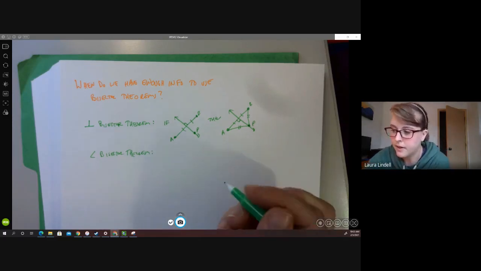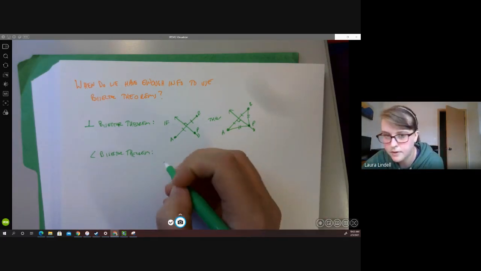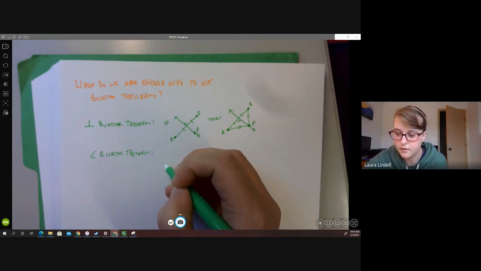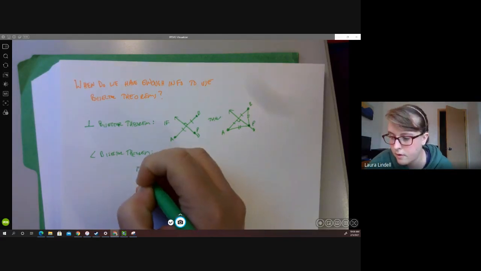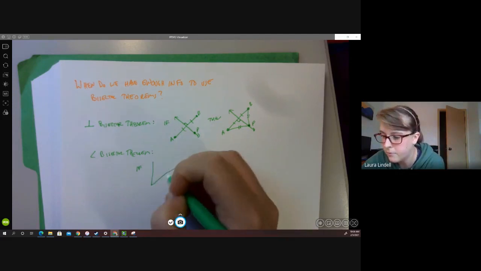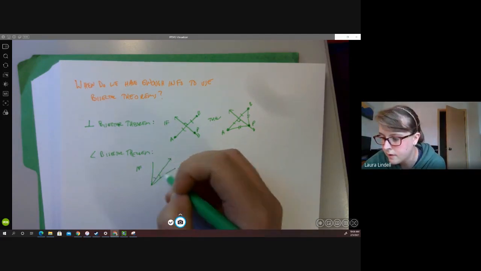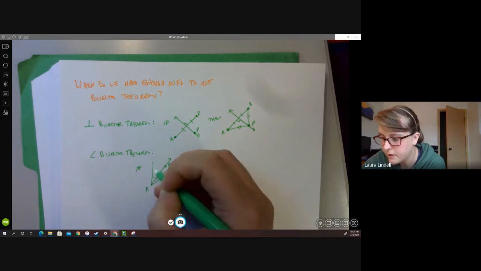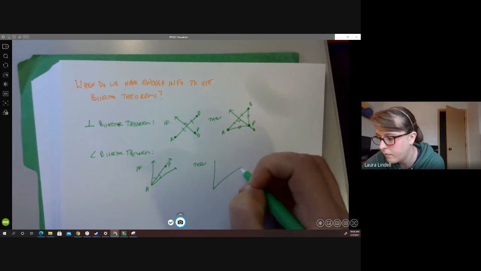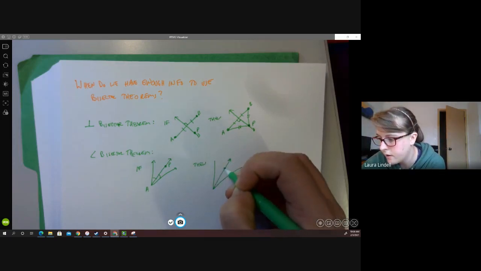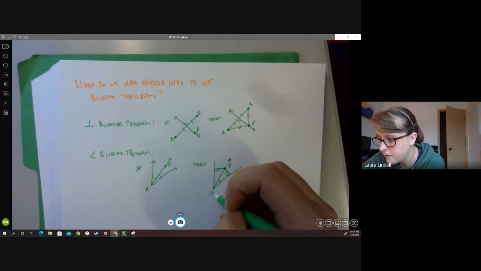And then for the angle bisector theorem, we had, if we have an angle bisector and there's a point on that angle bisector, then that point is the same distance to both of the sides.